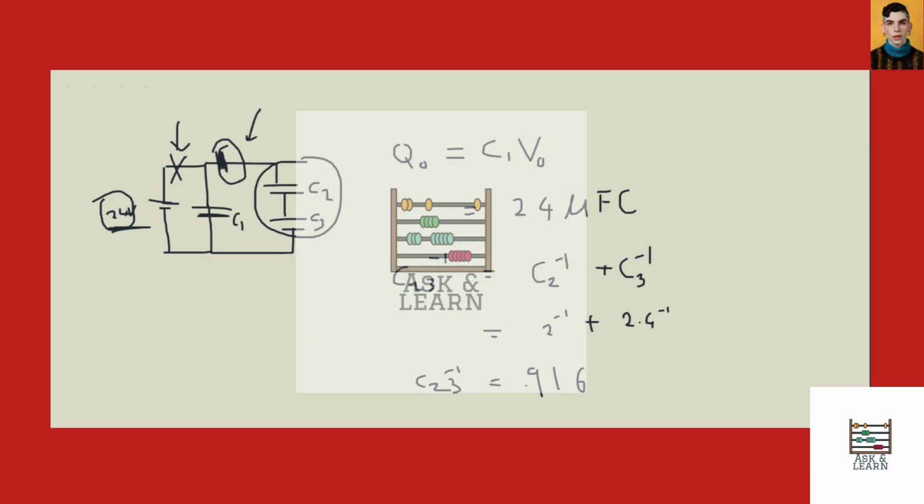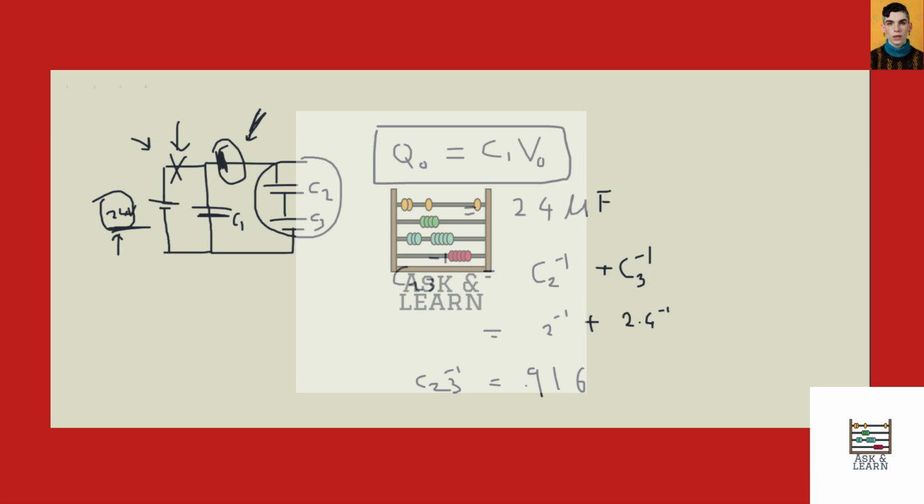With what we have given. So we have given that this connection is made and this connection is broken in the beginning. So this C1 charges with the 24 volt. So we can find the charge stored on capacitor 1. That will be this one. So let's denote it as Q0 because that won't be the final charge on C1.